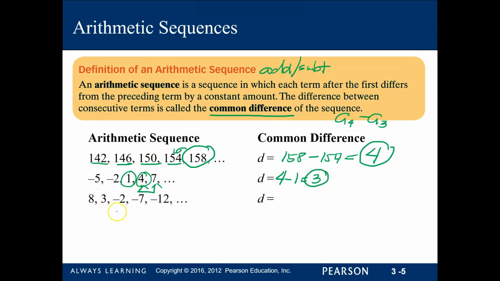In this case, looking at our terms, we have 8, 3, negative 2, negative 7, negative 12. If you're going to take a look at the pattern, for 8 to become 3, you had to subtract by 5. All right? Now, to check, is it always subtraction by 5?